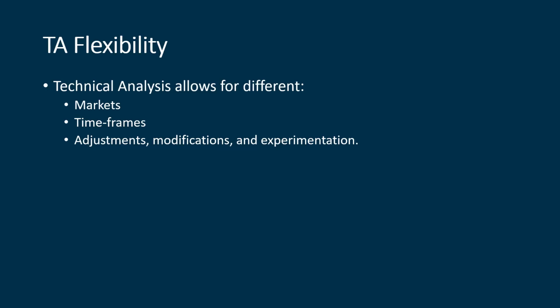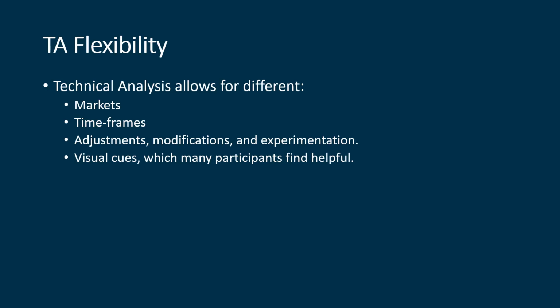Another thing that TA allows you to do is make adjustments. You can change the different calculations that are used for these indicators. You can modify them. You can add your own. You can try different periods of time. And you can also experiment. Try something out and see if it works. It's one thing to back test something. It's another thing to forward test something. I do that every time. When I say I'm looking at new indicators, I'm usually in the process of forward testing them before I even talk about them.